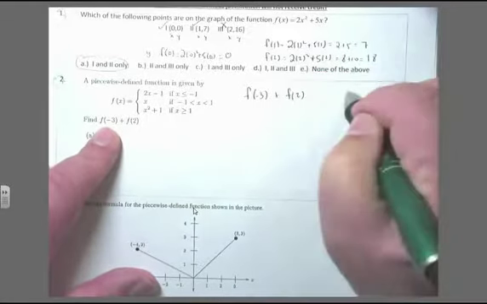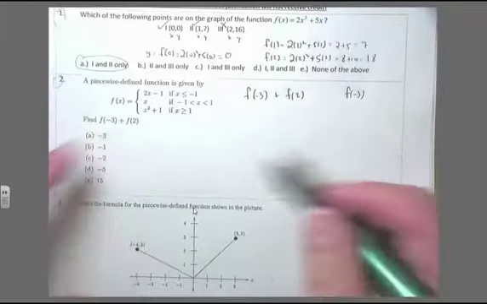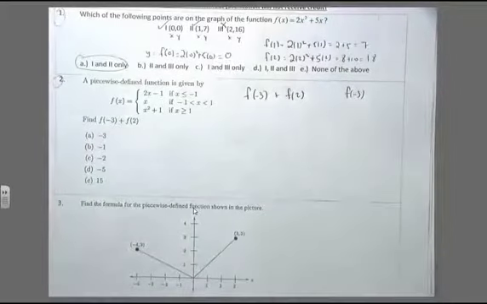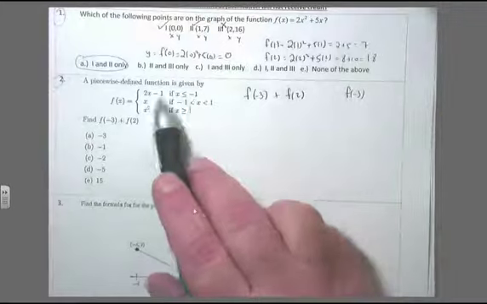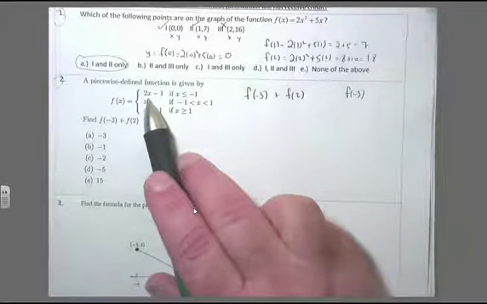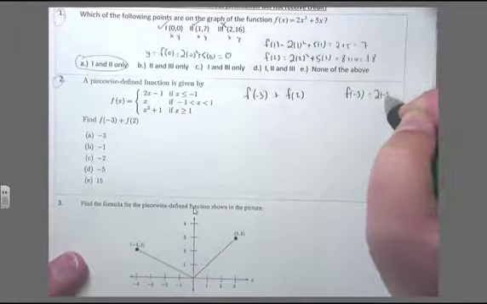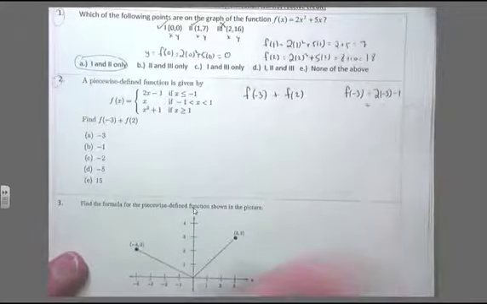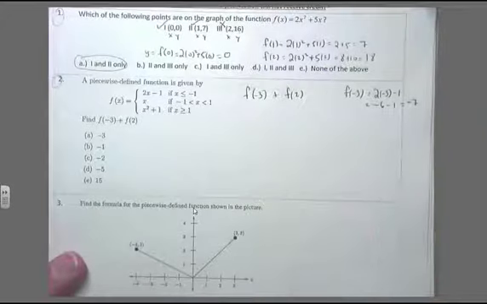Well, first off, we want to find what f of negative 3 is. X is negative 3. So which piece of my piecewise function am I going to use? The last time I checked, negative 3 was less than negative 1, which means I plug it into this piece of the piecewise function, 2x minus 1. So this will be 2 times negative 3 minus 1. 2 times negative 3 is negative 6 minus 1 is negative 7.